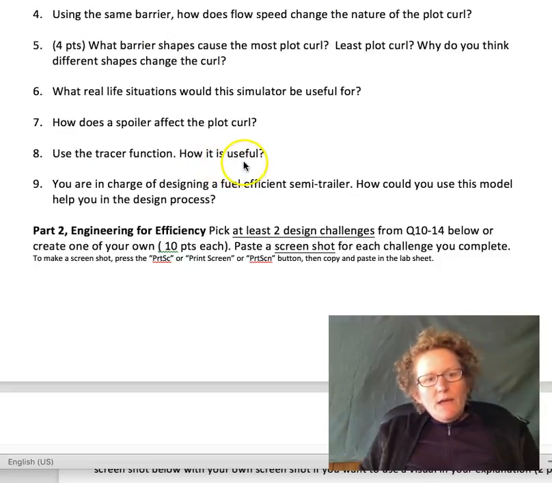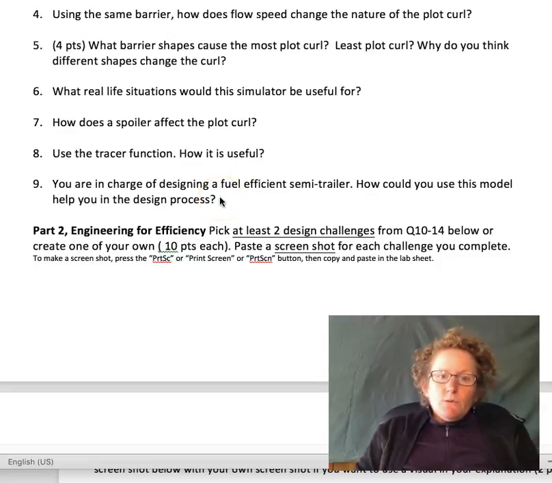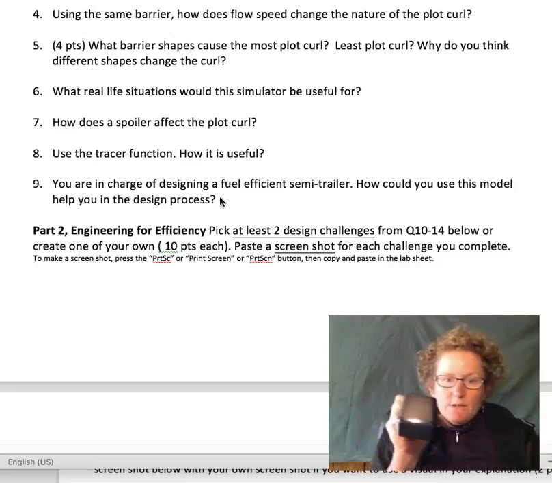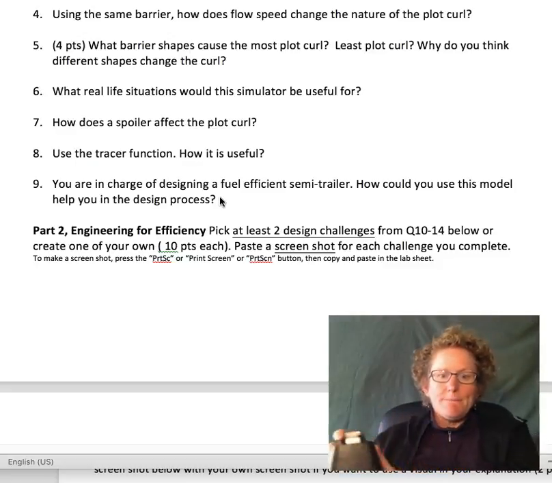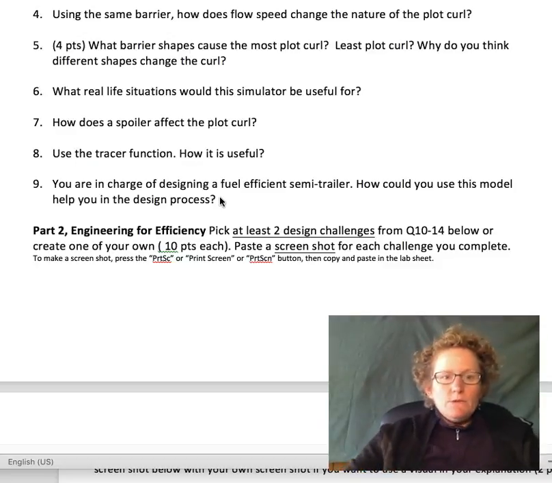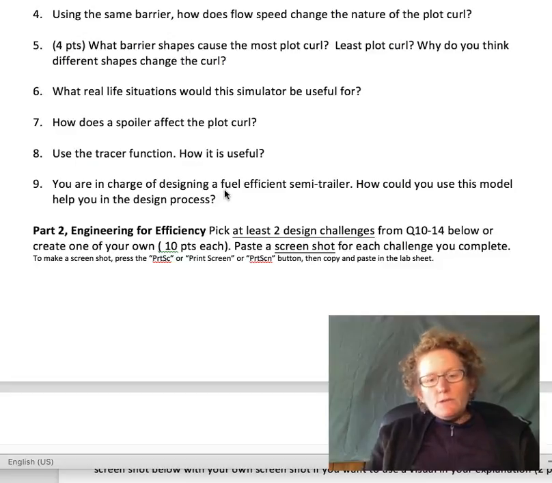And while we're doing that, why don't you keep in mind, if you're in charge of designing a fuel-efficient semi-trailer, so we talked about how this kind of looks like a semi-trailer. We're driving a big square through the air. How could you use this model to help you in the design process? So let's go look at the tracer function briefly.